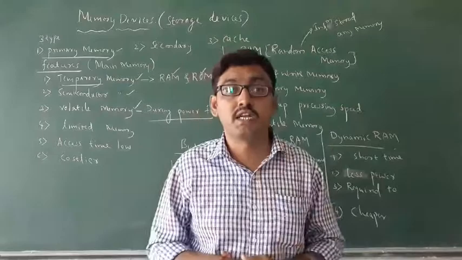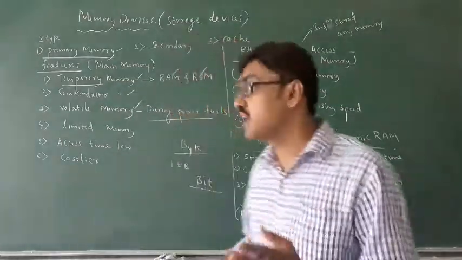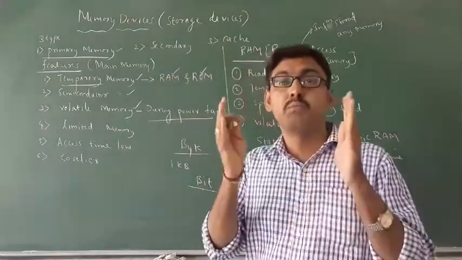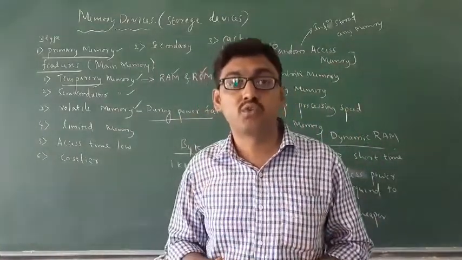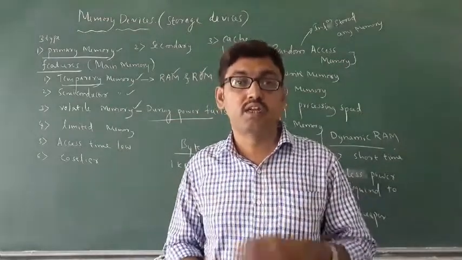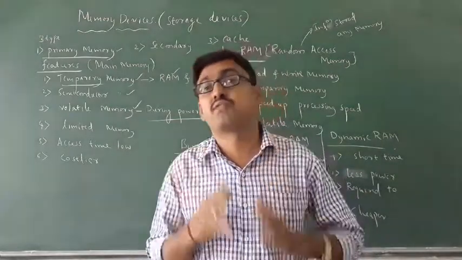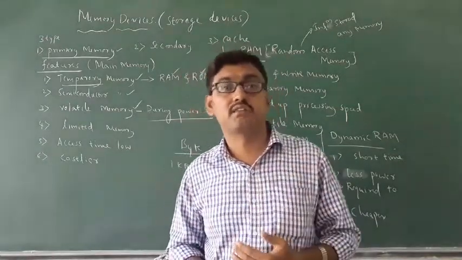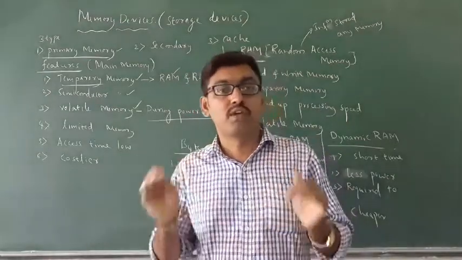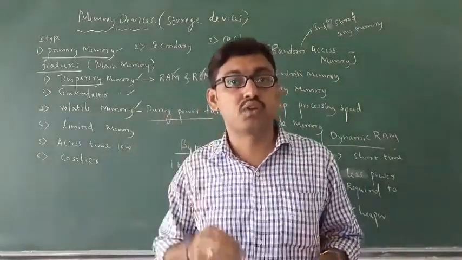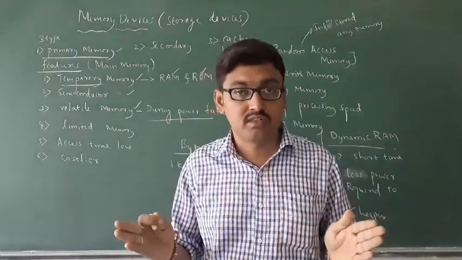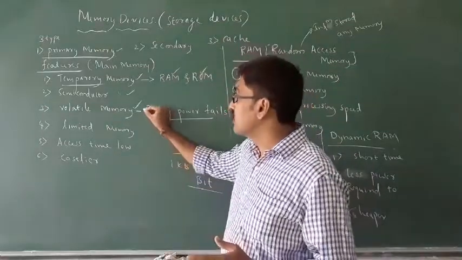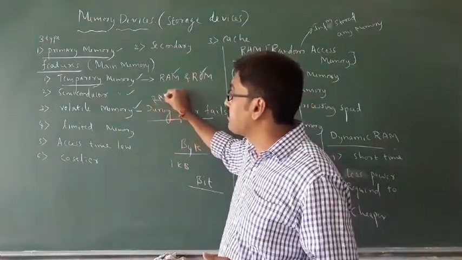Then what is volatile memory? Volatile memory means, during power failure, whatever data you store will be erased. This type of memory is called volatile memory. This is also asked many times in the exam. What is volatile memory? During power failure, whatever data you store in primary memory will be erased. An example of volatile memory is RAM.